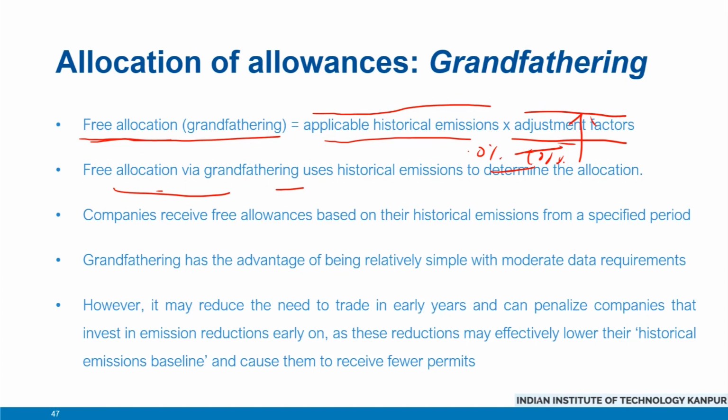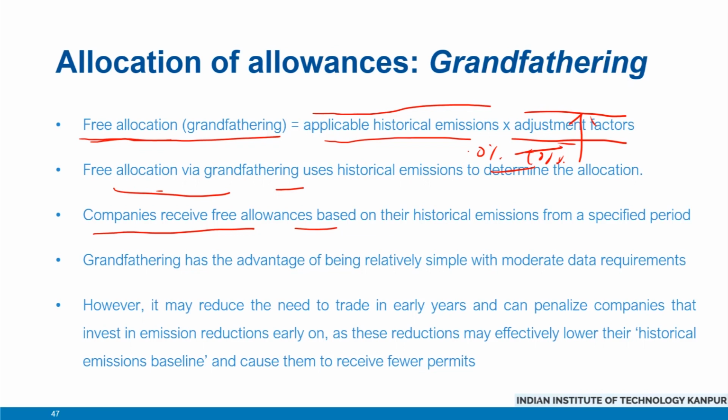And therefore, as per grandfathering, companies receive free allowances based on their historical emissions from a specified period. The rate of assistance under grandfathering is determined by historical emissions and, as we discussed, the assistance rate. This means that the amount of allocation received remains independent of future output decisions or decisions to reduce emissions intensity. So while implementing grandfathering, it is critical to set the base year for the data used early on to avoid any incentives for entities to drive up emissions in order to increase the allocation.